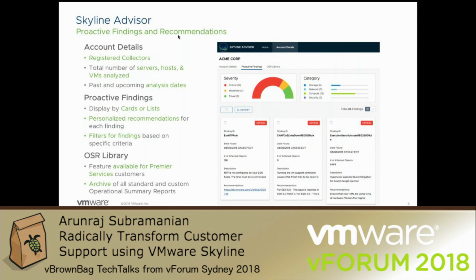OSR is nothing but an operational summary report, which talks about the key issues that Skyline identified, and this is available for Premier Services customers specifically. It also has an archive of the OSR reports which were generated in the past. So if you want to go back in time and look at what happened in April or May, you should be able to do that through the OSR library.